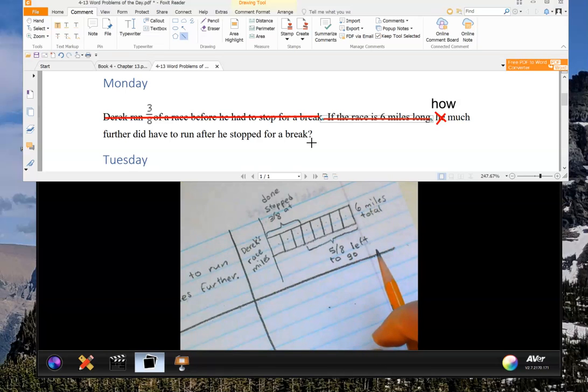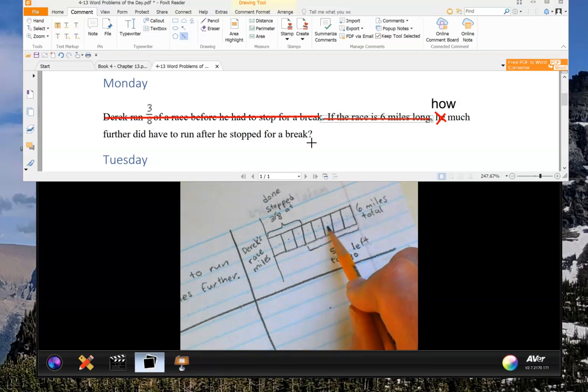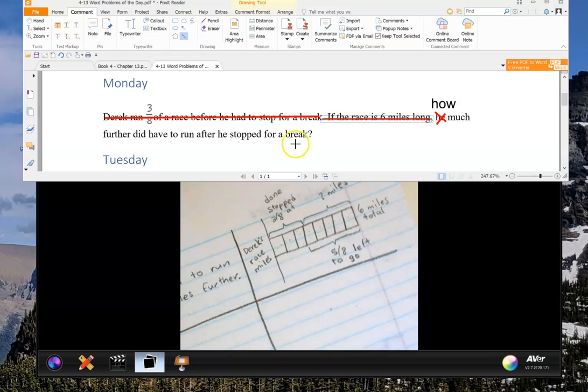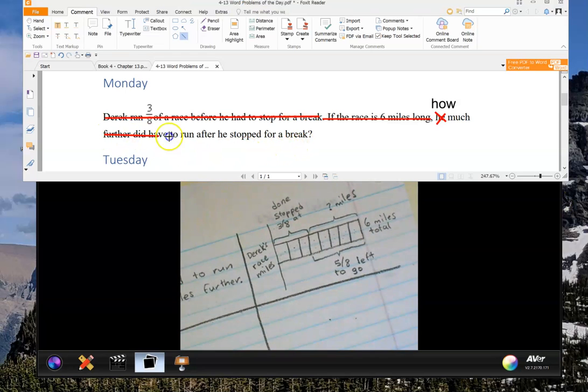So our question mark is what is actually going to be going inside the 5/8. What is the total amount? So what I could do is bracket this here and say that's my question mark. I need to know that distance. Question mark miles. So now that I've got my question mark in there, I'm going to go ahead and close it off. Cross it out.